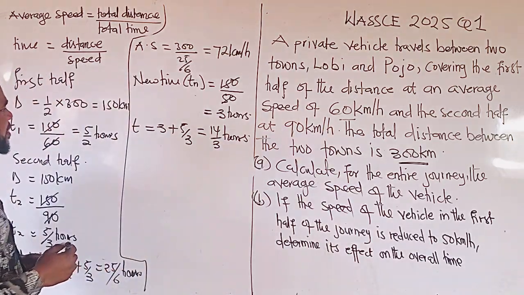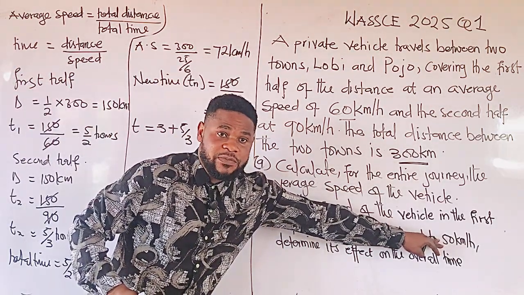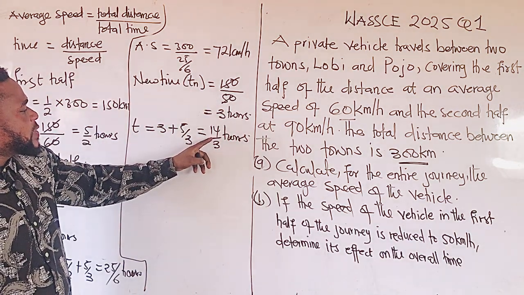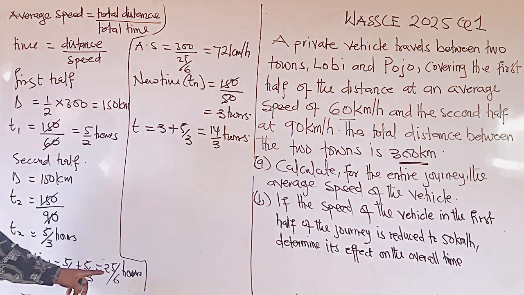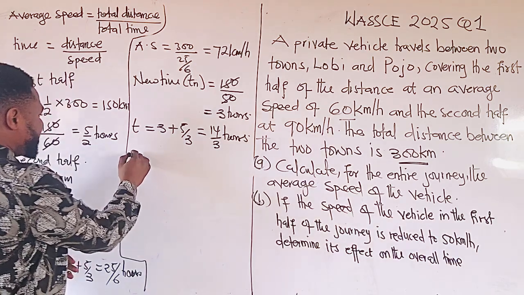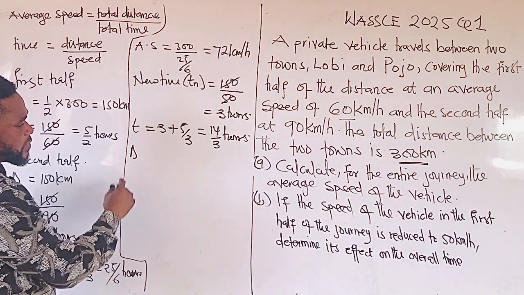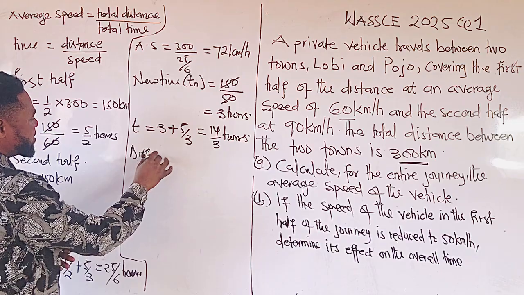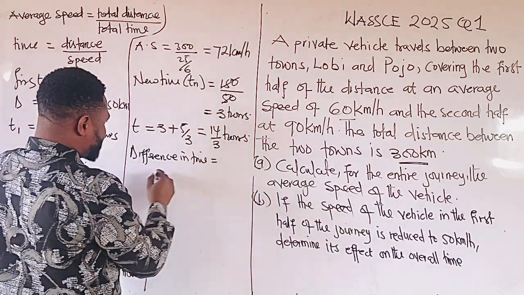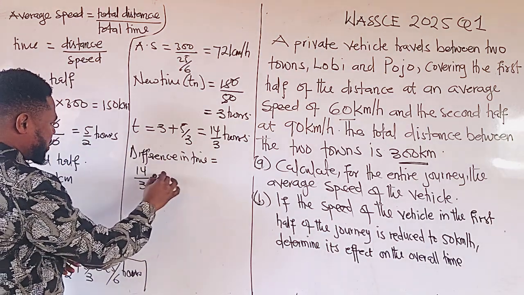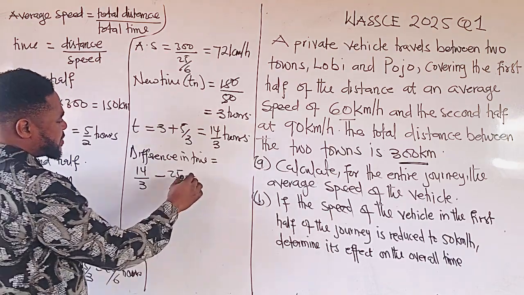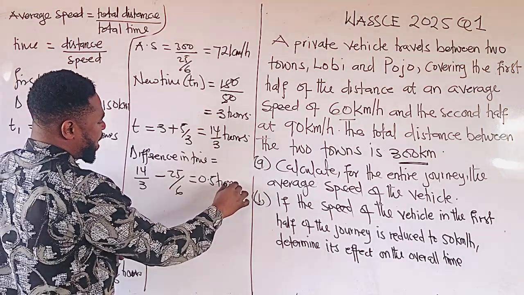So we can see that when the speed is reduced to 50 kilometers per hour, our time is 14 over 3. When we compare this to that, we can see that the time has increased. So we need to find the difference in time, and that will give us the effect on the overall time. So the difference in time will be 14 over 3 minus 25 over 6. And when we subtract this, we are going to have 0.5 hours.